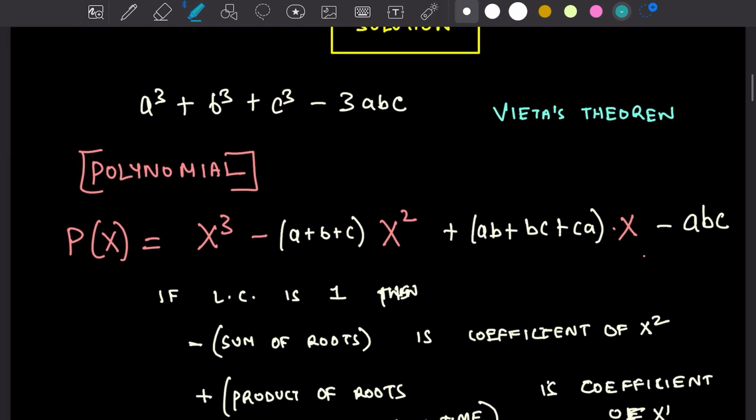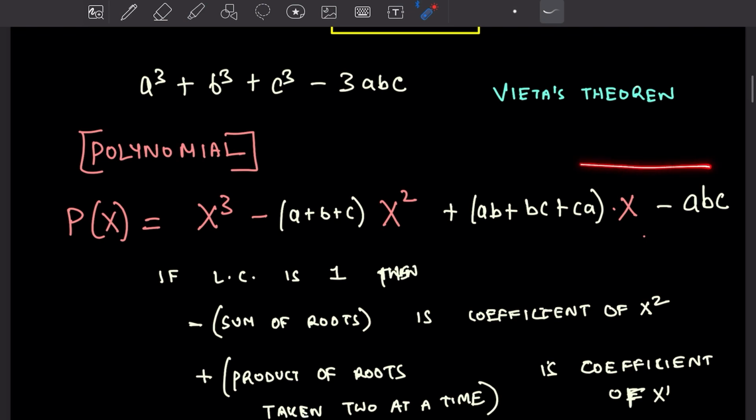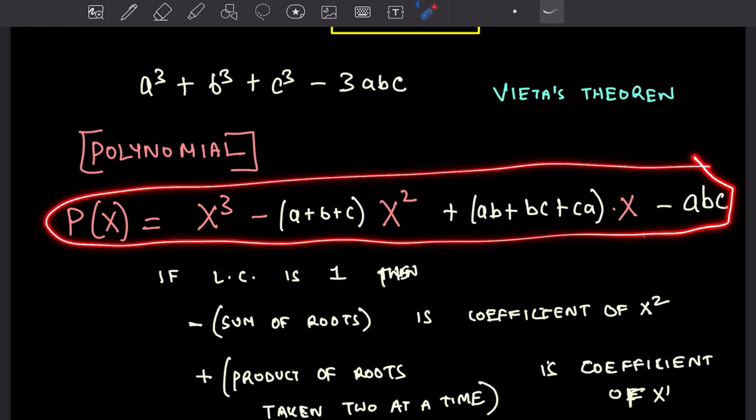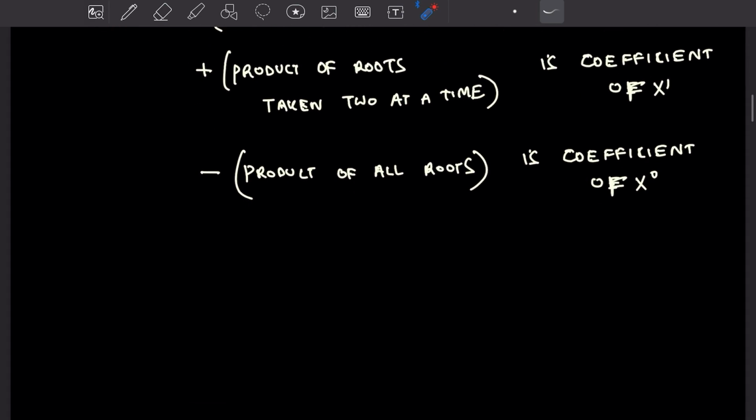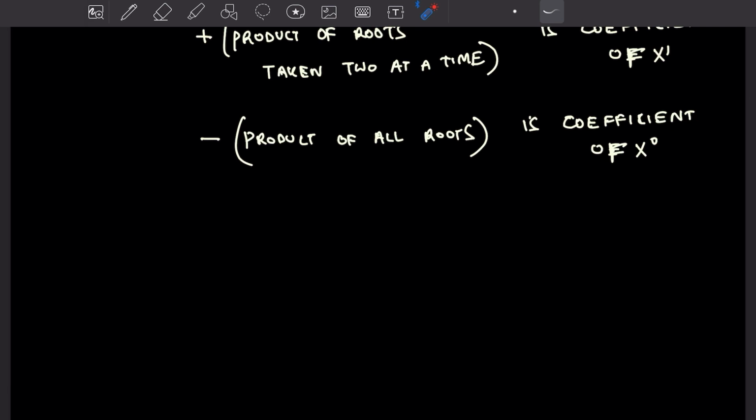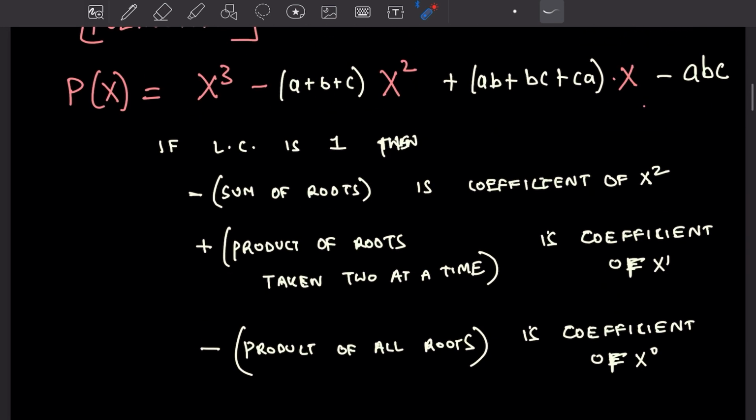Now, if you look at this polynomial that we have created, clearly the three roots are a, b, and c. That's how we set it up. The sum of the roots is a plus b plus c with a negative sign, then the product of the roots taken two at a time, and the product of all three roots. So we have set this polynomial up in such a way that the roots are a, b, and c. So if I plug in a, it will give me 0. If I plug in b, it will give me 0. If I plug in c, it will give me 0. So let's do that. Let's plug in a, b, and c.